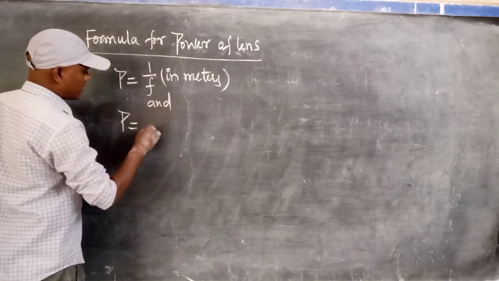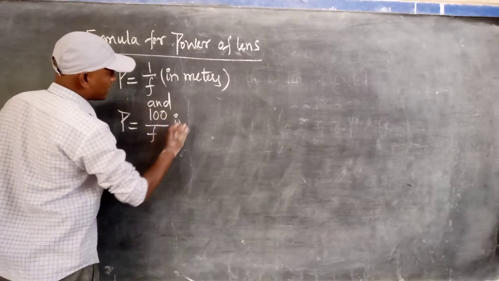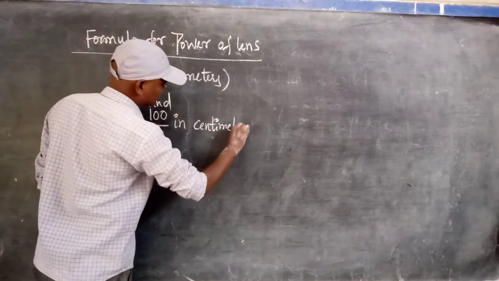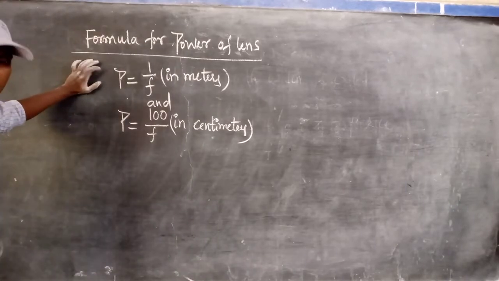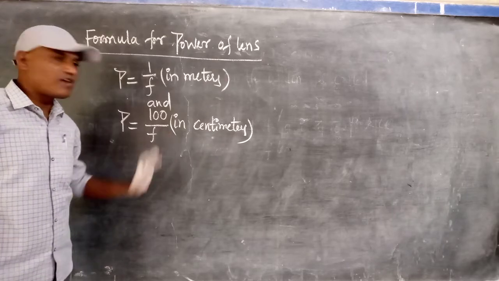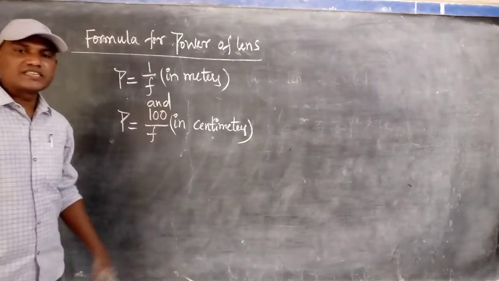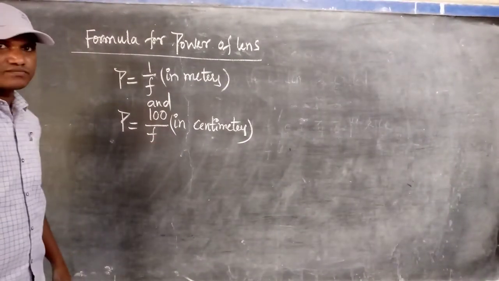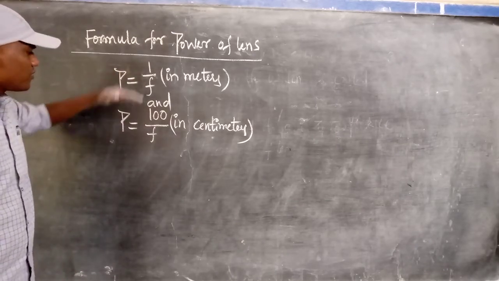And 100 upon F in centimeters. But mostly when they are asking any numerical about the power of lens, at that time we mostly use the second formula only. Why? Because the focal length of the lens is always measured in centimeters, not in meters. Due to that reason, meter is a very high quantity. That's why instead of the first one, we use the second one.